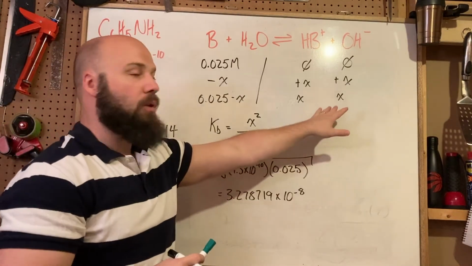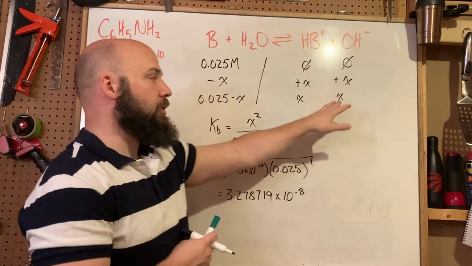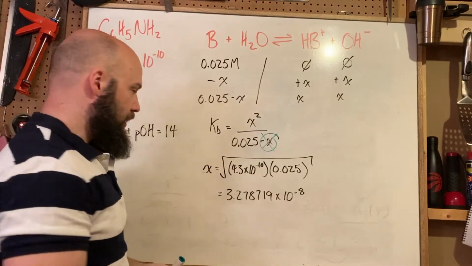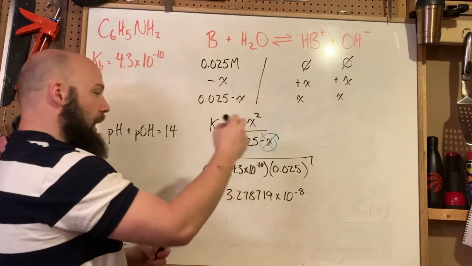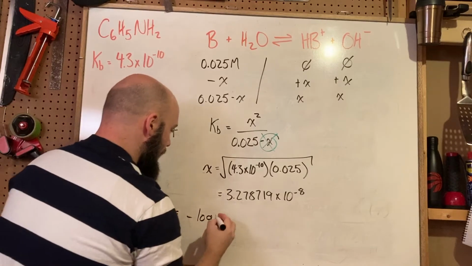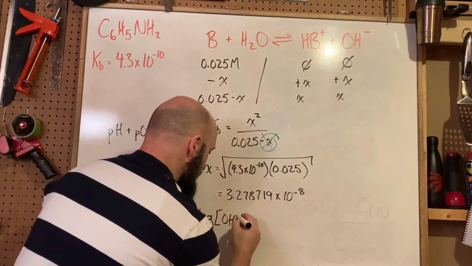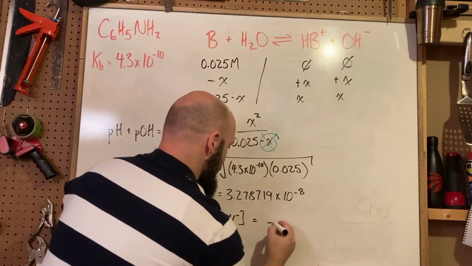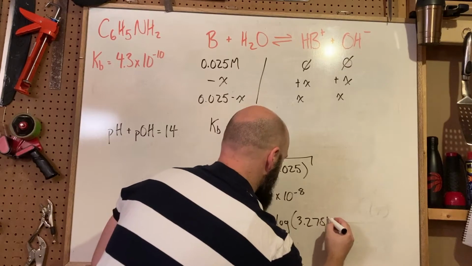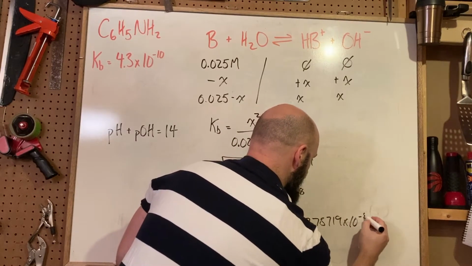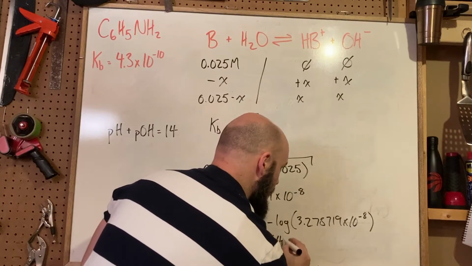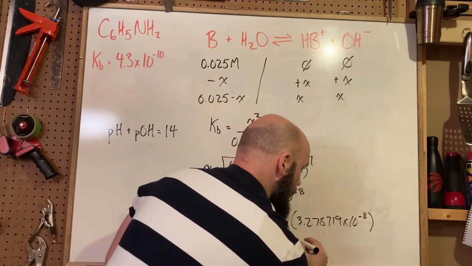Since you don't have hydronium appearing as a product and you have hydroxide, you will not directly get the pH in these questions. So if we do the negative log, the pOH will be the negative log of the concentration of hydroxide ions, which is the negative log of our 3.278719 times 10 to the negative 8. And that value is 5.48429.